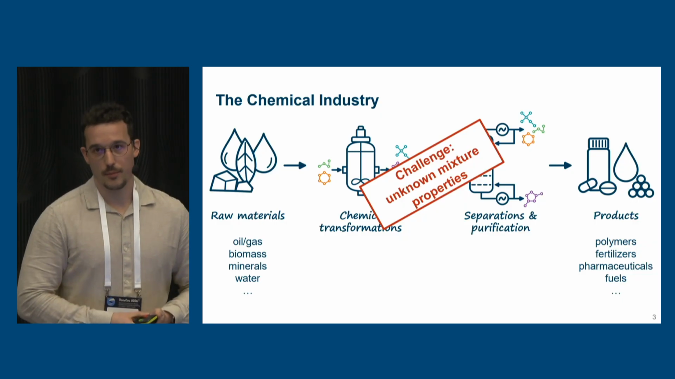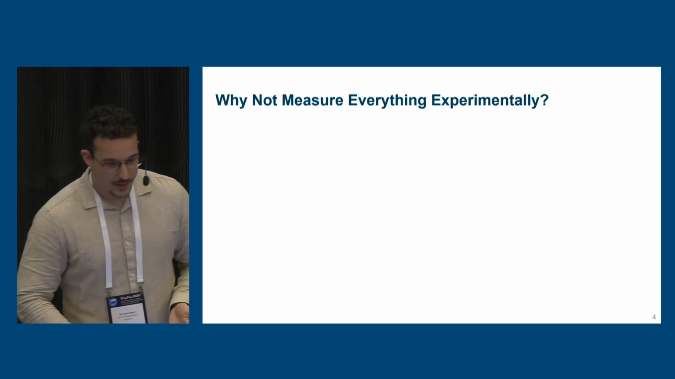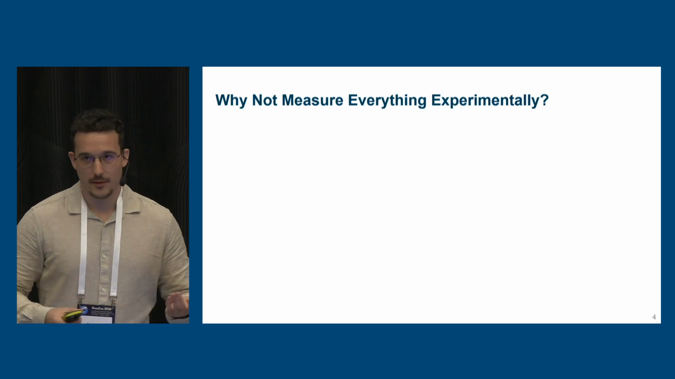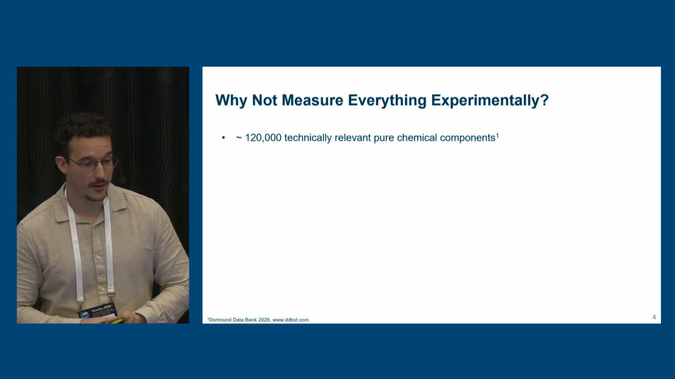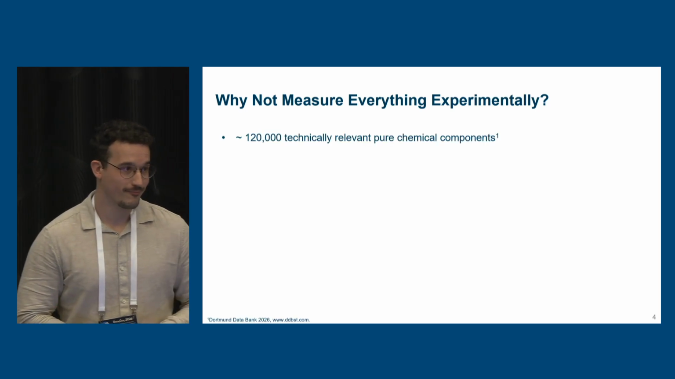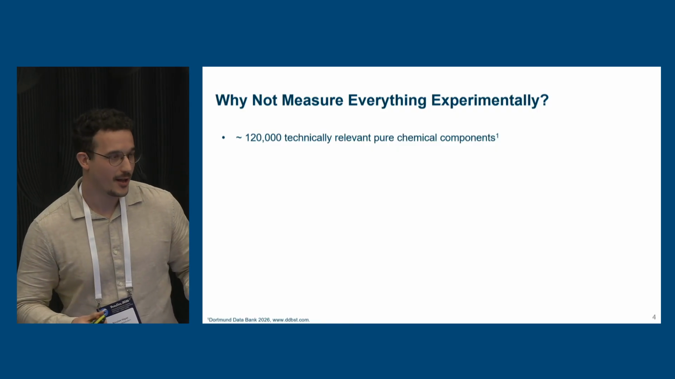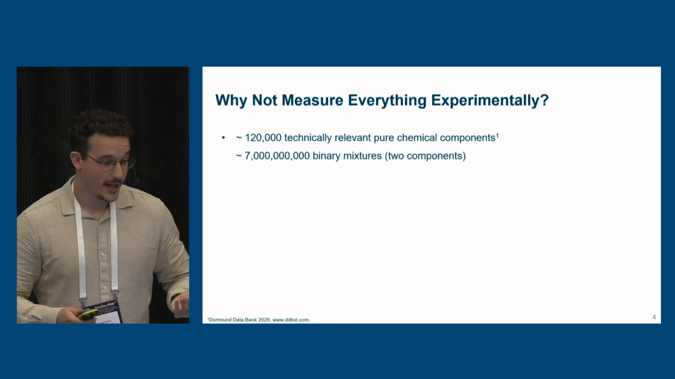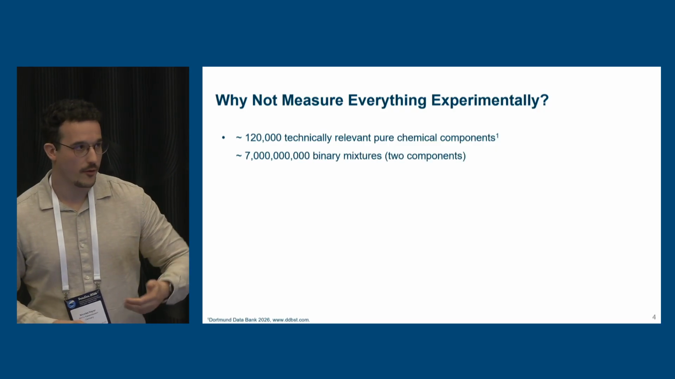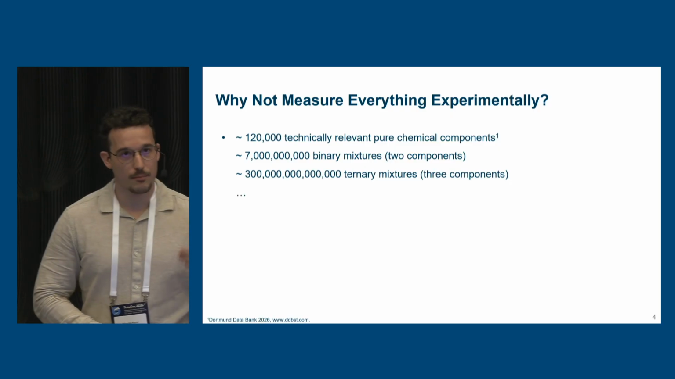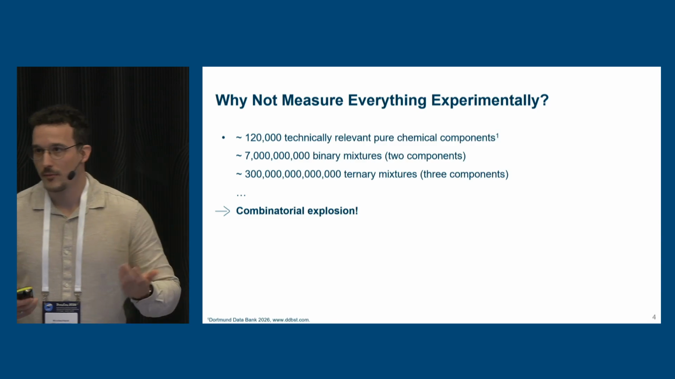So how can we get these properties? One way would be to do experiments, right? But this usually doesn't work. The reason is simple, because we have around 120,000 technically relevant pure chemical components. And as I said, we're not interested in pure components, we're interested in mixtures. And we have already 7 billion possible two-component mixtures, so binary mixtures. And if we go to ternary and multi-component mixtures, this is just a combinatorial explosion, and we cannot measure everything.